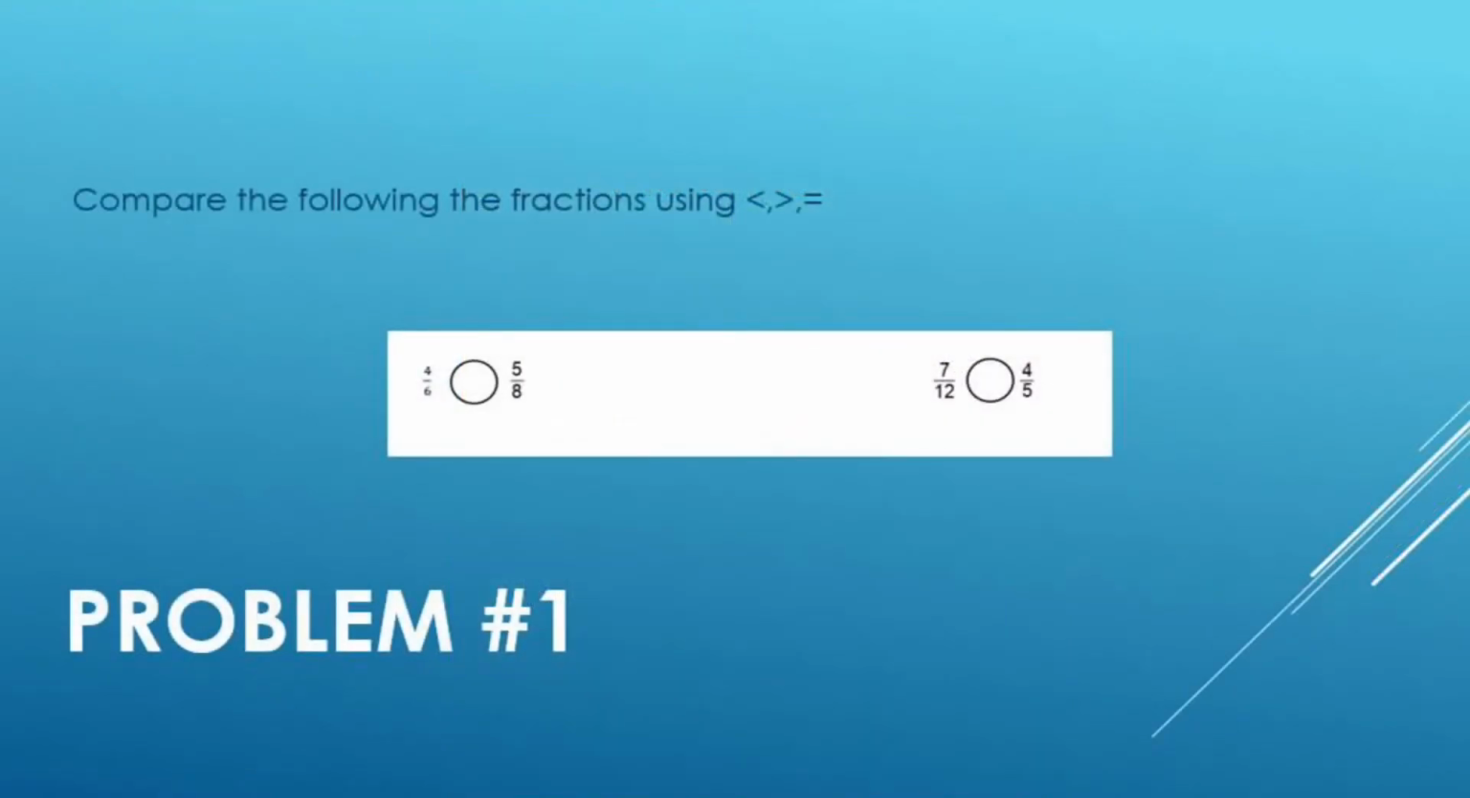Our first problem asks us to compare two different sets of fractions. The first one is 4/6 and 5/8, and the second is 7/12 and 4/5. Remember, you're going to have to find common denominators and make equivalent fractions.